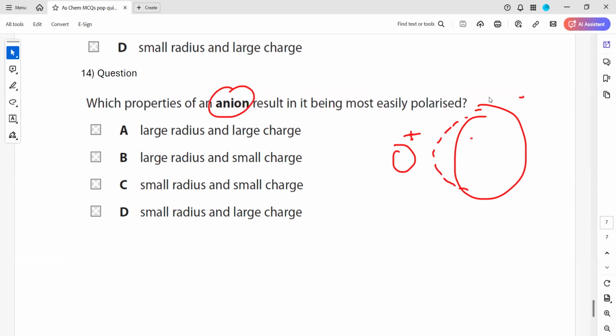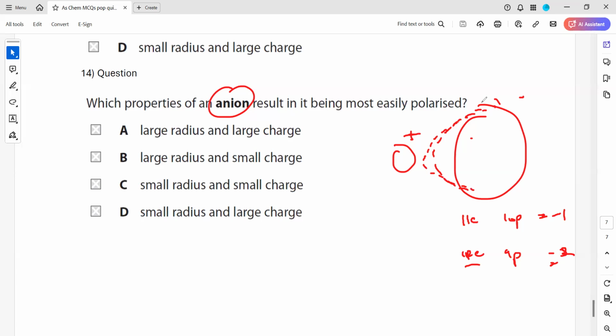And the charge of the anion should also be large. See, if there are 11 electrons and 10 protons, the net charge is -1. But if there are 12 electrons and 9 protons, what will be the charge? The charge will be -3. Or if I say 11 electrons, the charge will be -2. So the attraction of the electrons towards the positive ion will be greater, and as a result, distortion will be more.